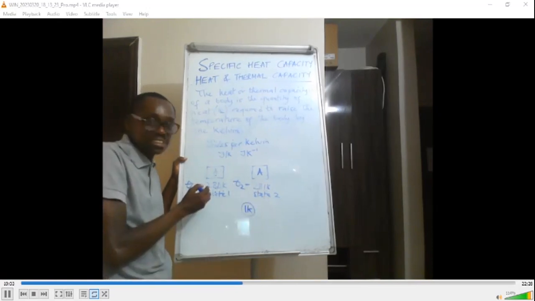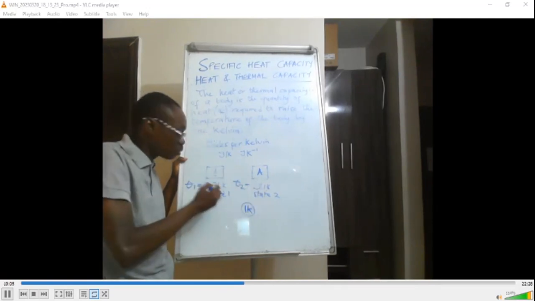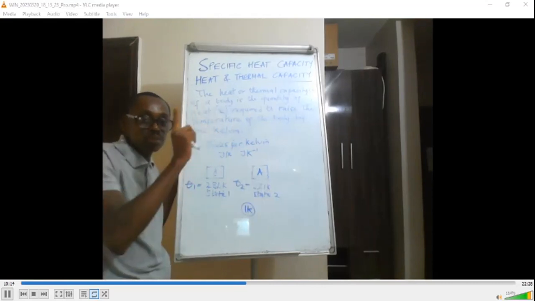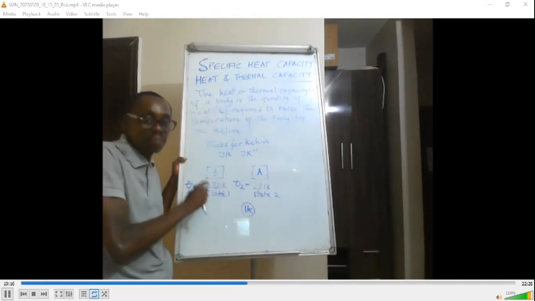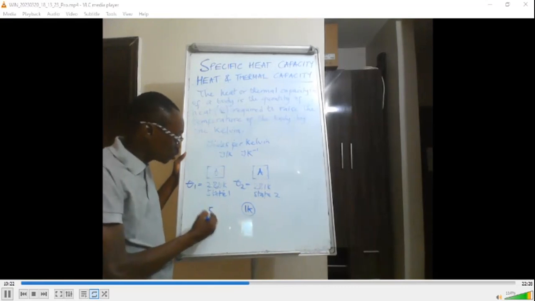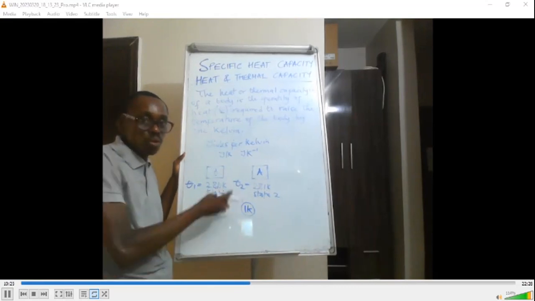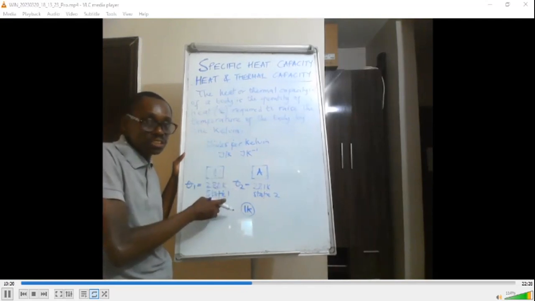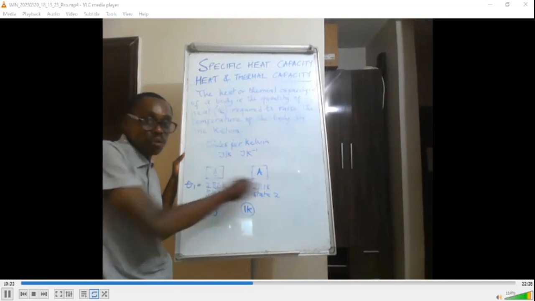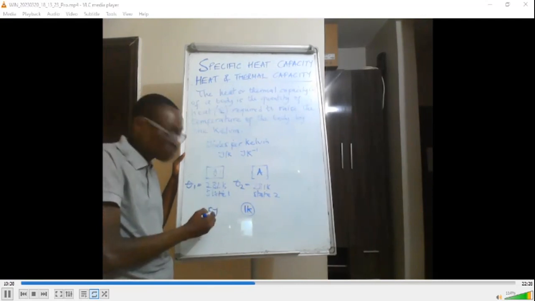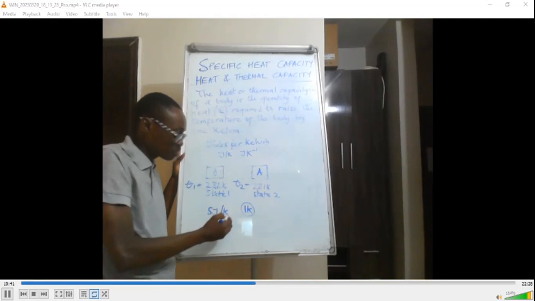The amount of heat that I added to body A to raise its temperature from 280 to 281, a temperature difference of 1 Kelvin, can be defined as the heat capacity of this body. Let's assume that I added 5 joules. If I added 5 joules of heat and the temperature increased by 1, then the heat capacity, or thermal capacity, of body A is 5 joules per Kelvin.